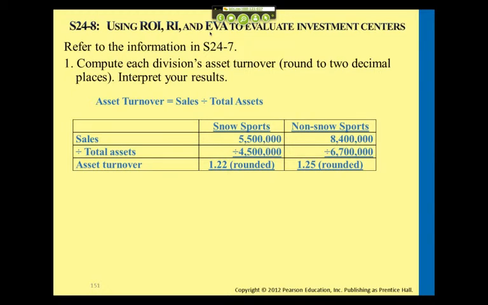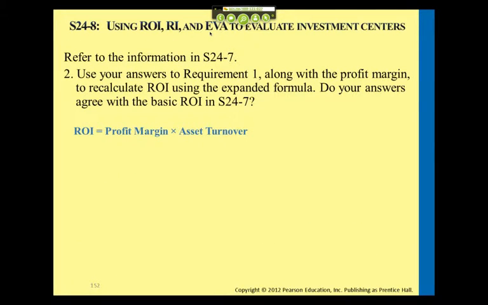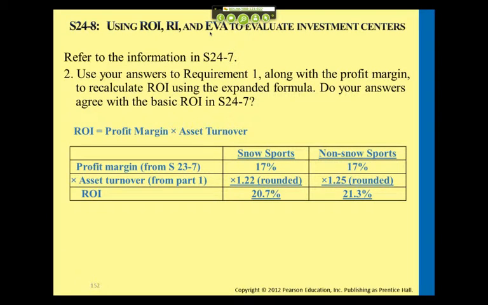All right. So now we need to calculate our return on investment. We just calculated the asset turnover and the profit margin. So let's look. We're just multiplying the two, and what do we get? 20.7 and 21.3 for the snow sports and non-snow sports. You're just plugging the numbers you just calculated into the formula, profit margin times asset turnover.